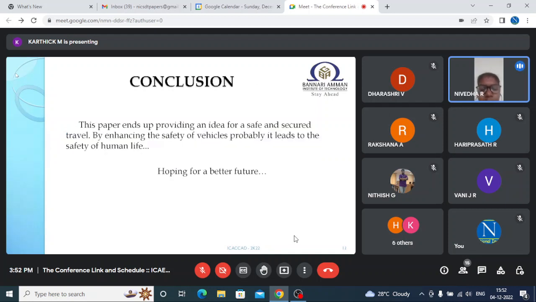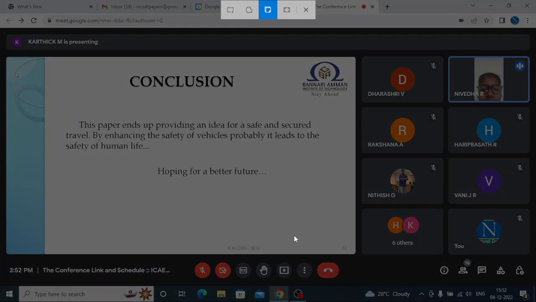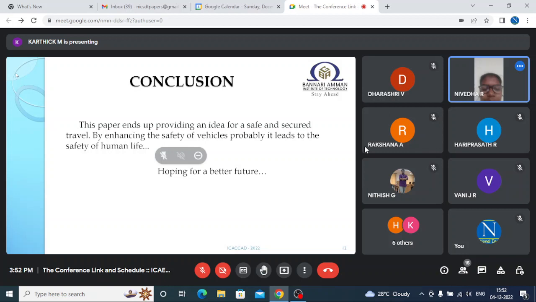So the special features are, in case of any additional users who need to access the motorbike, we can keep a passcode, sir. We can keep a minimum of 5 passcodes for 5 additional persons. The conclusion is that this paper provides an idea for safe and secure travel, and by travel we mean automobiles. So in order to protect our automobiles, we came up with this idea, sir. Thank you, sir.